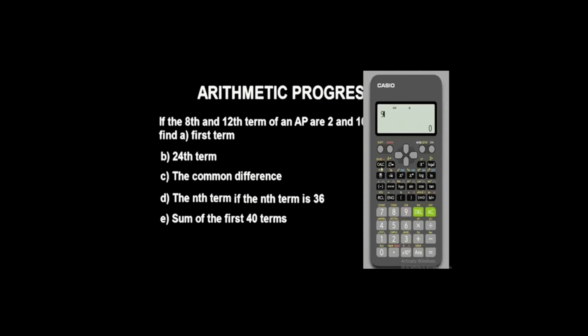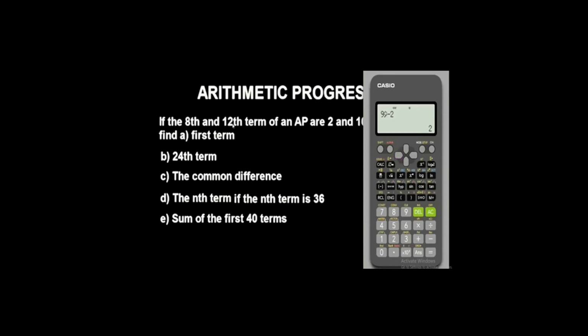Let me bring out that symbol again. Shift, start, regression, option 5. So 9 minus the value of the 8th term in this question, which is 2, press equal to. So the common difference is what? 2. It's either I do it this way or let's do it the other way.